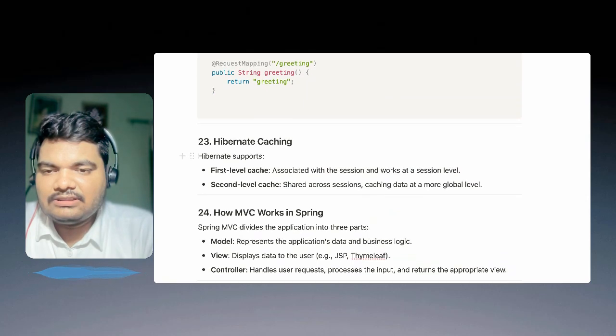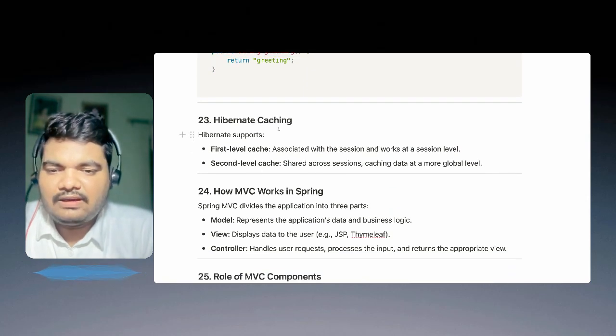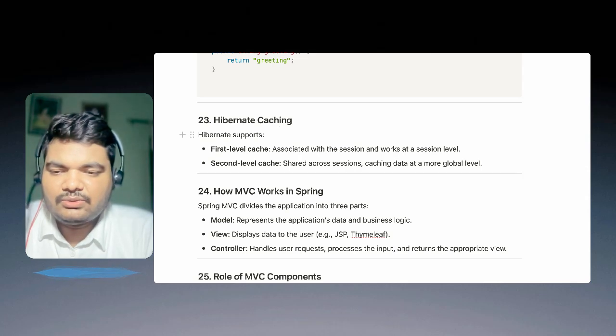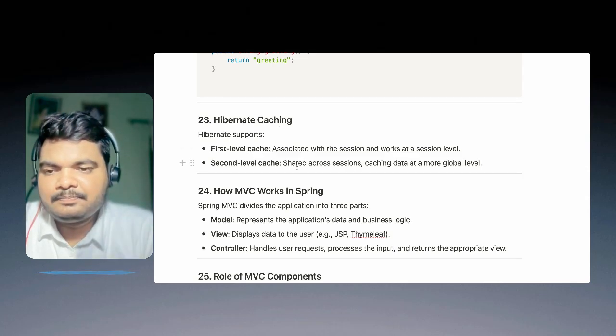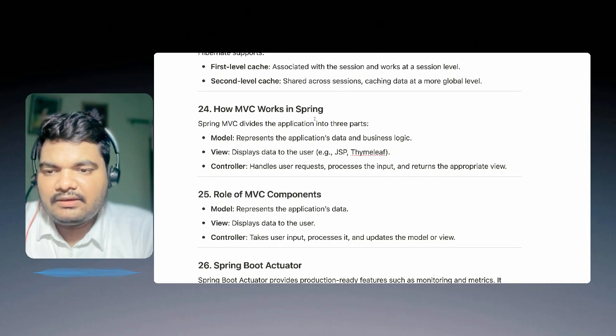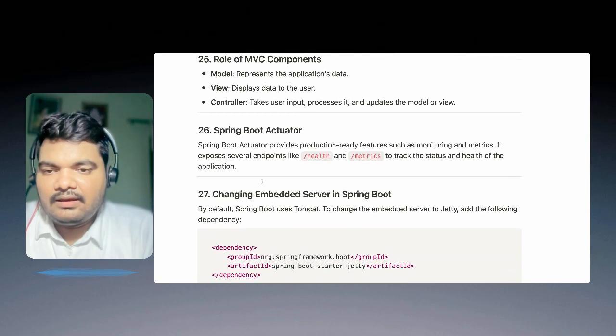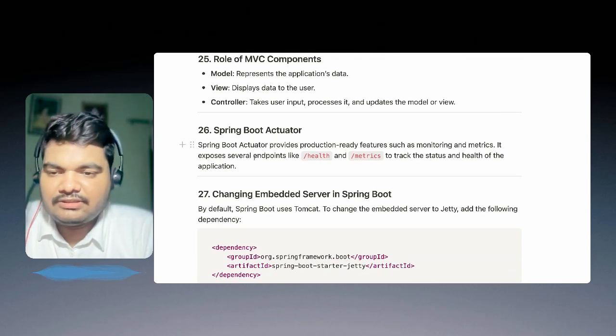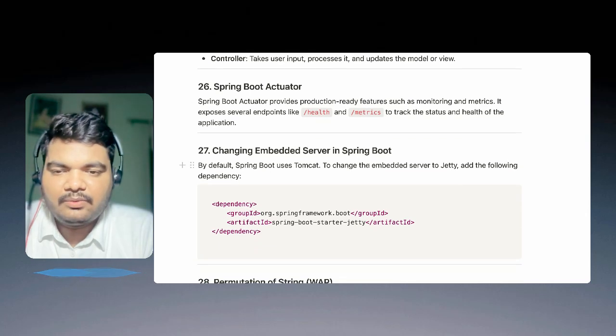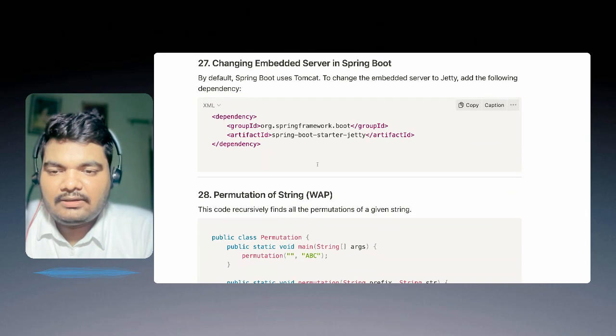What is Hibernate caching? Generally, these topics we leave out, right? But as a definition, you should know how to explain well how MVC works in Spring. Model, view, controller, how they work. So a basic understanding around it. Role of MVC components. Okay, model, view, controller again. Then the Spring Boot actuator, a definition around it. Changing an embedded server in Spring Boot, how you can change it, right?